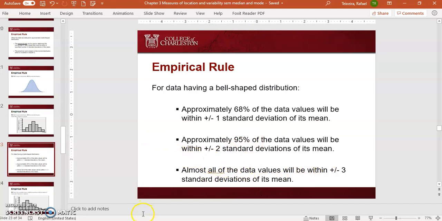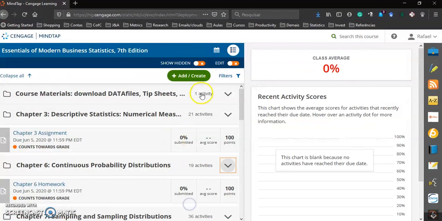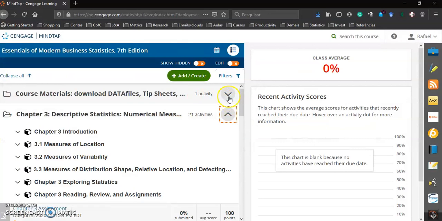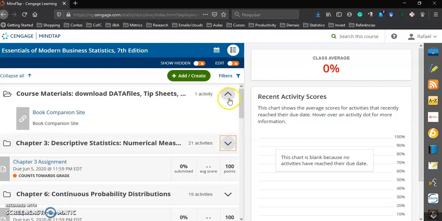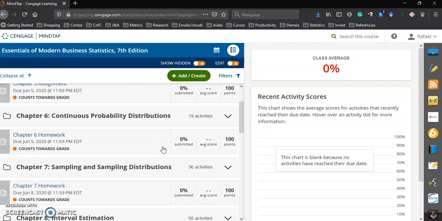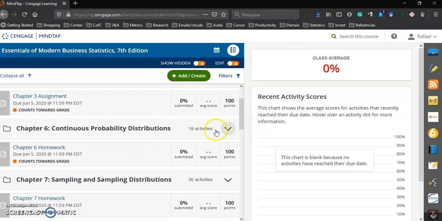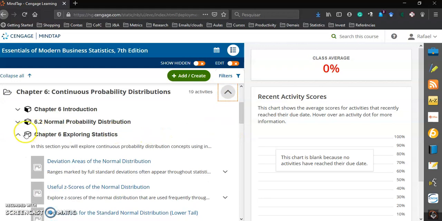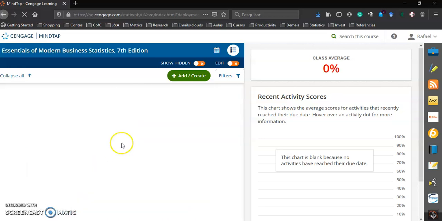Let me show you using Mindtap. So this is our Mindtap book. Let me show you everything here. So this is the Mindtap, chapter 3, chapter 6, and so on. One nice thing about Mindtap, I'm going to use chapter 6 because it has the applet I want to show you. In chapter 6, we have Exploring Statistics. So let's take a look at the deviation areas of the normal distribution.